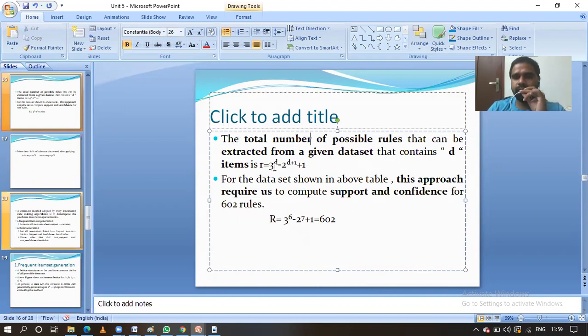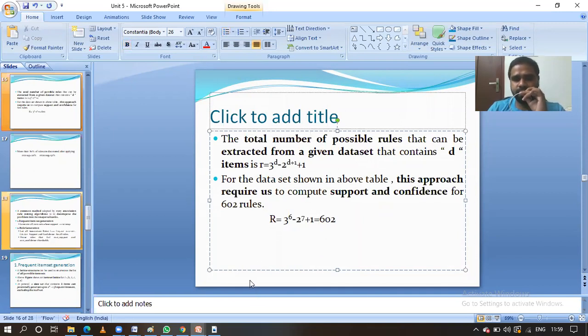Suppose in the previous market basket data, how many items are there? 6 items are there, that is d equals 6. So 3 power 6 minus 2 power 7 plus 1. How many rules will there be? According to the brute force approach, we have to calculate 602 rules. We have to calculate the support and confidence, guys. That is the thing, right?